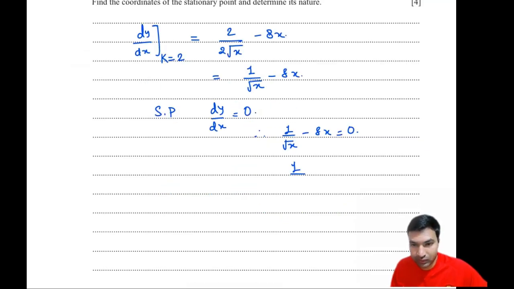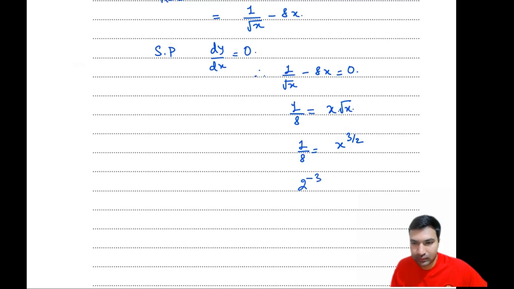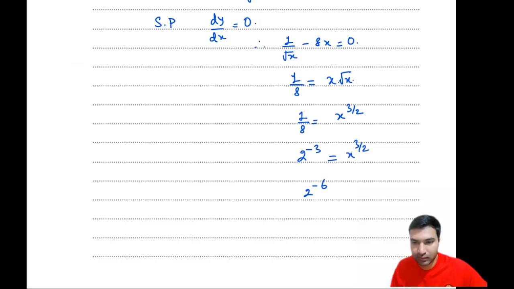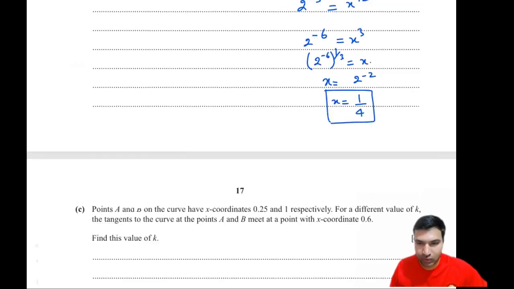We get 1 over 8 is equal to x times root x. So we get 1 over 8 is equal to x to the power 3 by 2. And this is actually 2 to the negative 3, x to the power 3 by 2. Now squaring both the sides, you get 2 power minus 6 equal to x cubed. And now taking cube root both the sides, so that will become 1/3 power, which is equal to x. So we get x is equal to 2 to the negative 2, which is nothing but 1 over 2 square, which is x equal to 1 over 4. So we get x as 1 over 4.